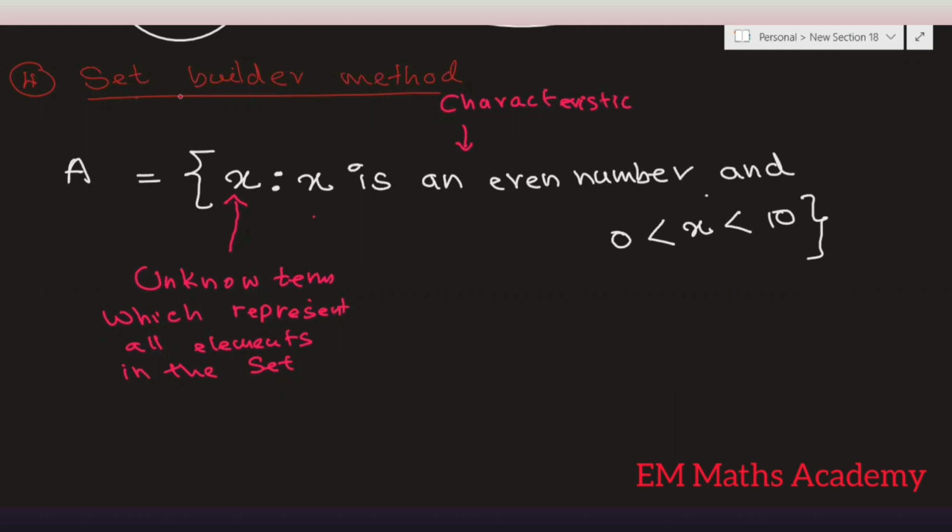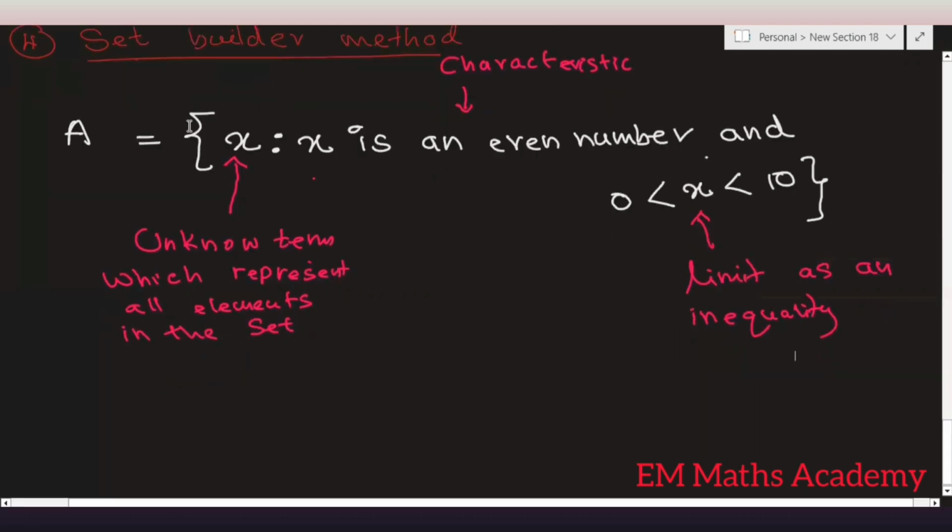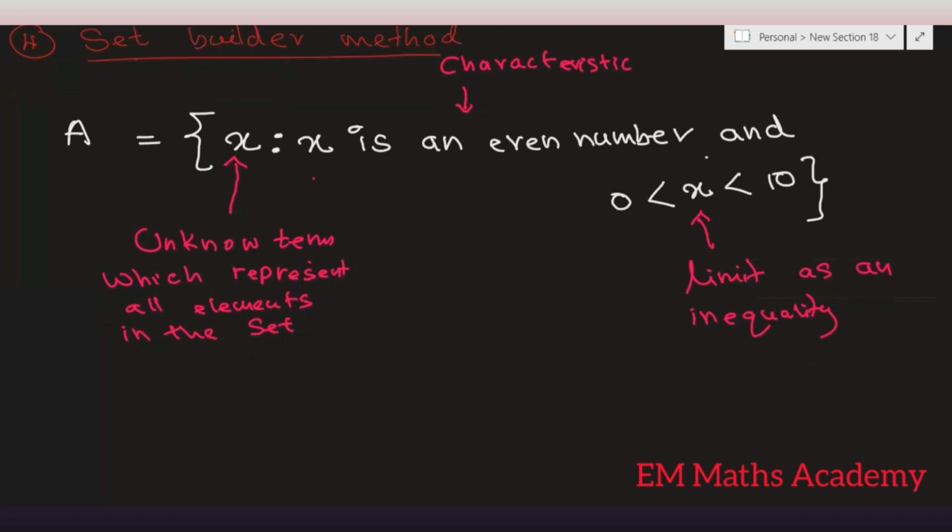Sometimes there's no limit. Then it is enough to write the unknown term and the characteristic. But when you have the limit, there should be the limit as an inequality. Okay, these are the 3 parts included in a set builder method. Did you understand what we discussed so far? Do you have any doubts?